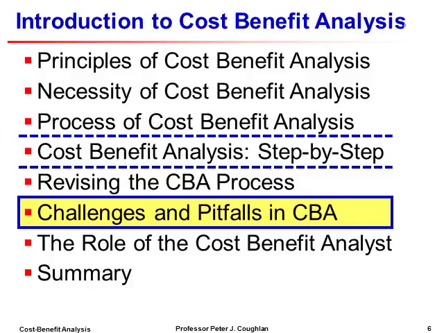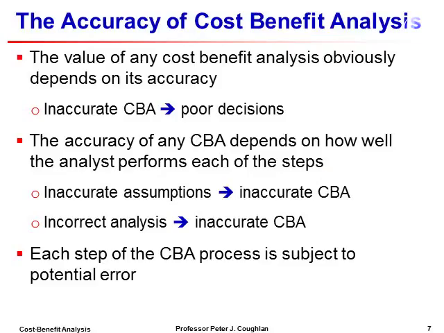Now, first, let me talk a little bit about the accuracy of a cost-benefit analysis. Obviously, the value of any cost-benefit analysis depends on its accuracy, right? If you have an inaccurate CBA, you're going to have poor decisions. But the accuracy of the CBA, in turn, depends on how well the analyst performs each of the steps, right? So at every step, if you screw up a step, you could screw up the CBA. So, for example, if you have inaccurate assumptions, you're going to get an inaccurate cost-benefit analysis. If you do incorrect analysis, you're going to have an inaccurate CBA, right? At any step, if you do it wrong, you could have an inaccurate CBA. Every single step of the process is subject to potential error.